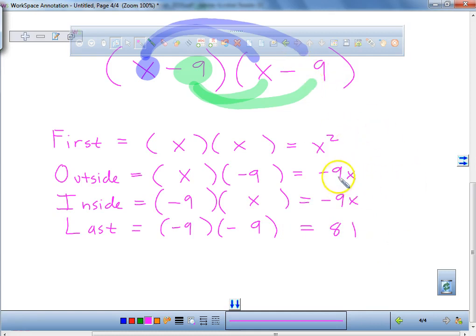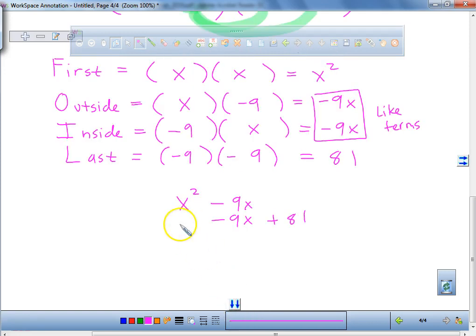Very good. Now, what are the only like terms? These right here. These are the only terms that are like terms. So, everybody, here's what I typically do when I multiply things out. I do x times x, which is x squared. I do a negative 9x, and I put another negative 9x right underneath it. And then I do a positive 81. Now, when I add all of those together, what do we have to add? All the like terms together. What do we get?